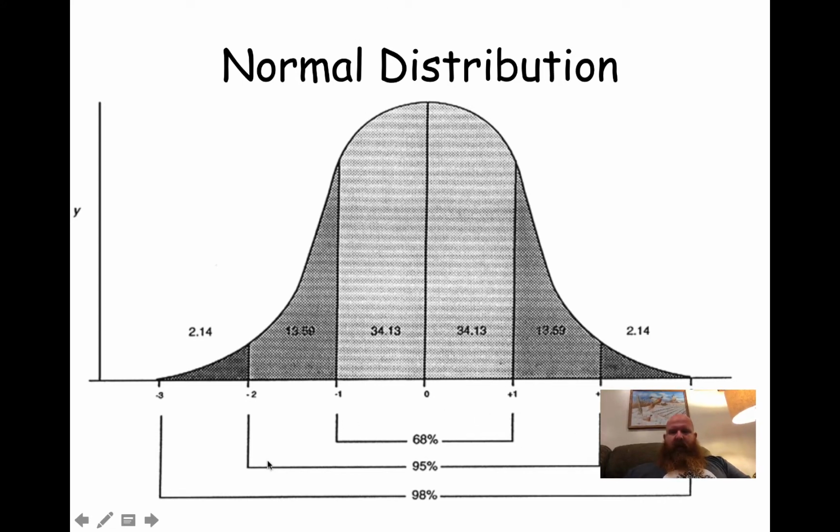Within 2 standard deviations, you're going to have 95% of your data. And then within 3 standard deviations, you're going to have 98% of your data. And then you'll have the other 2% on the outside of that. So again, I'll explain a little more of that in class.